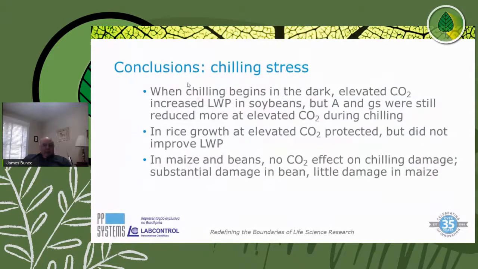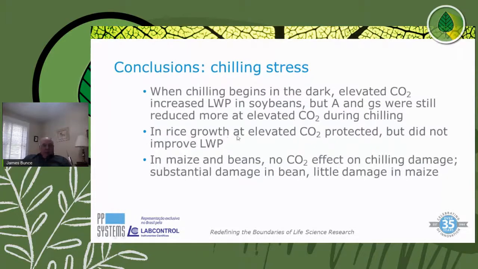So the conclusions about the chilling stress are: when chilling begins in the dark, elevated CO2 increases the leaf water potential in soybeans by closing stomates. But assimilation rate and stomatal conductance after recovery from chilling were still more reduced at elevated CO2. So elevated CO2 during the chilling actually resulted in more damage to photosynthesis and stomatal conductance after the chilling event was over.